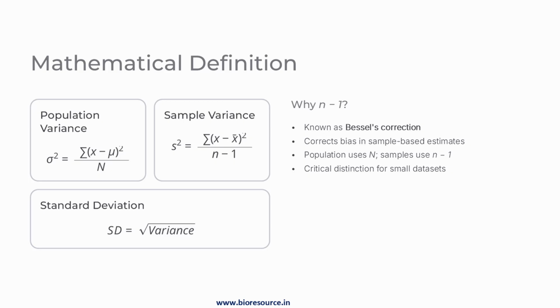Standard deviation is the square root of variance. Variance measures the average squared distance from the mean. When working with sample data, we divide by n-1 to reduce bias in the estimate. But the real issue is not the formula, it's how we use it.